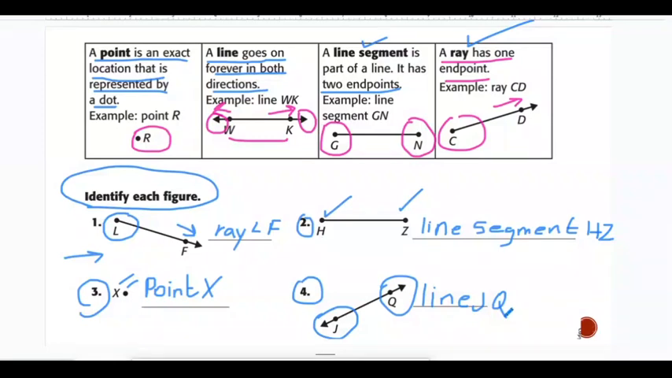So we'll do a recap again. A point is represented by only a dot. A line doesn't have endpoints. It will continue to grow on both sides. A line segment has two endpoints. A ray has only one endpoint, and the other side will continue to grow. So these are the four terms that we have learned now: a point, a line, a line segment, and a ray. That's all for this topic.